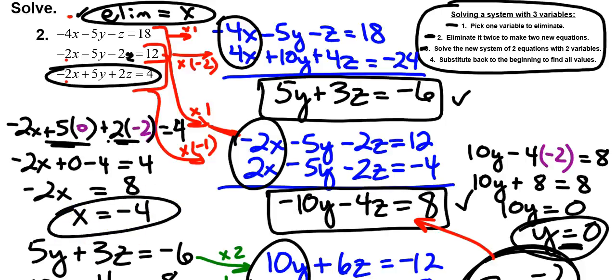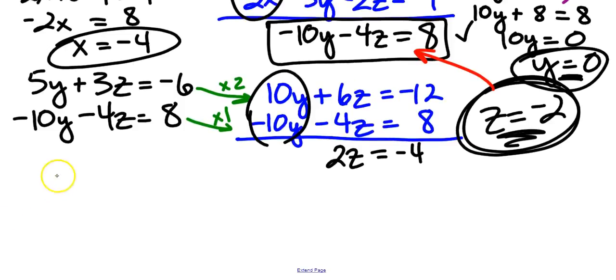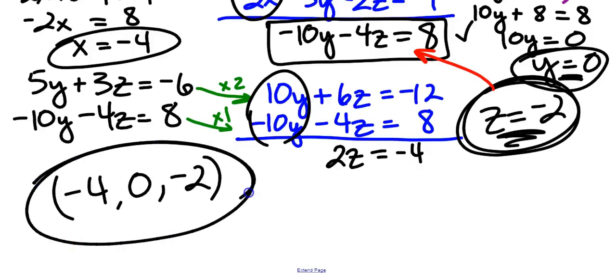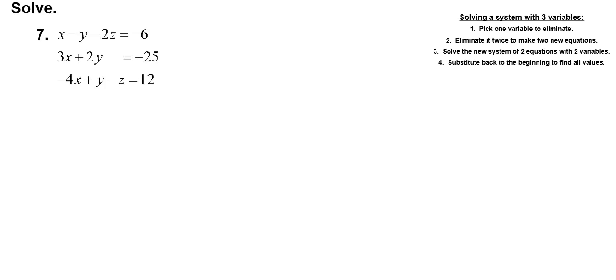So our final solution is negative 4 for x, 0 for y, and negative 2 for z. This is the answer to this system of equations. Okay, we're going to continue by looking at number 7 on the sheet.